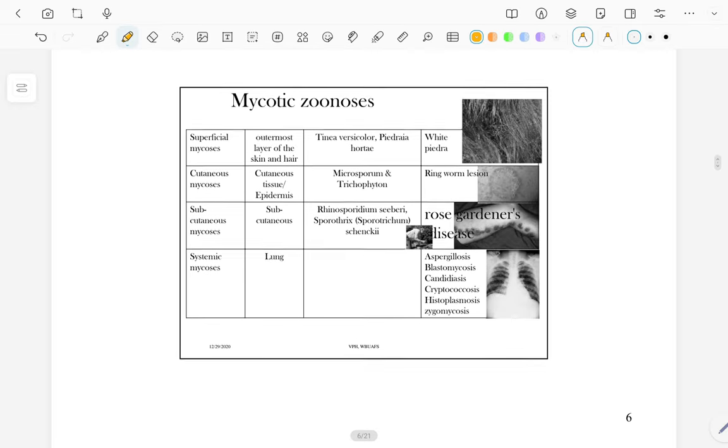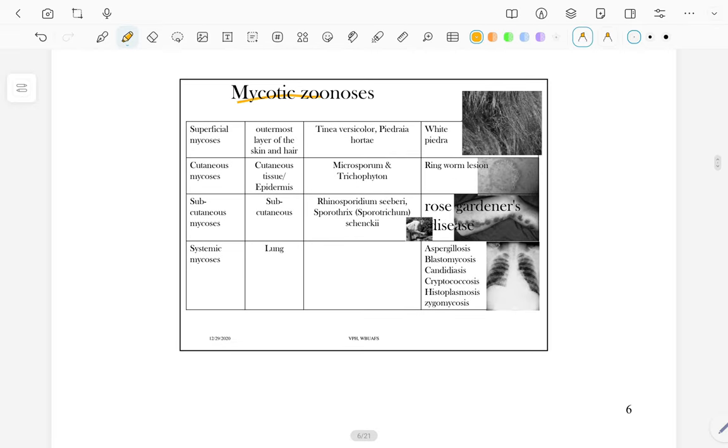Mycotic zoonoses. Superficial mycosis affects the outermost layer of the skin and hair: tinea versicolor, piedra, black piedra, white piedra. Cutaneous mycosis affects cutaneous tissue, the epidermis: Microsporum, Trichophyton, ringworm lesions.